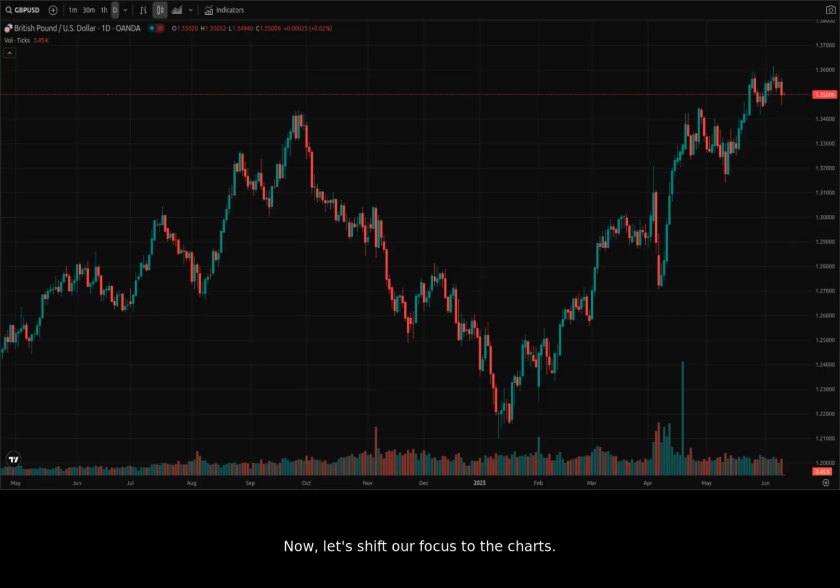Now, let's shift our focus to the charts. We'll start with the daily chart to get a broader perspective of GBPUSD's price action. Looking at the one-day chart, we can see the overall trend in GBPUSD over the past several months. It's important to identify key support and resistance levels on this timeframe.